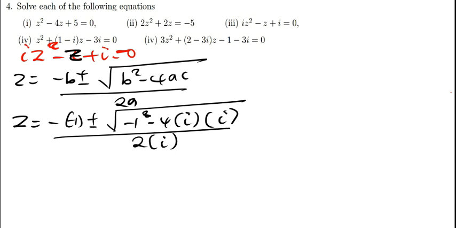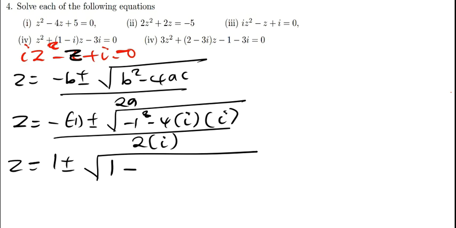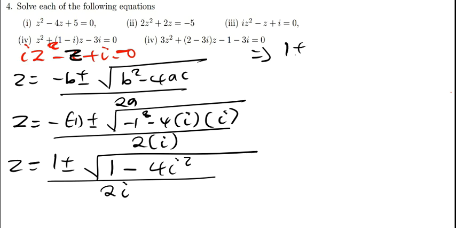The next thing I'm going to do is z will be equal to, negative will cancel. I'll have plus or minus the square root of negative 1 squared is 1. Then minus, here I'll have i times i is i squared, so I'll have 4i squared. I divide everything by 2i. Okay, I'll continue from here. So 1 plus or minus the square root of 1. This is now going to give us negative, and negative is going to be plus. So I'll end up having 1 plus 4, because i squared is negative 1. So negative 1 times this negative, it will give us plus.